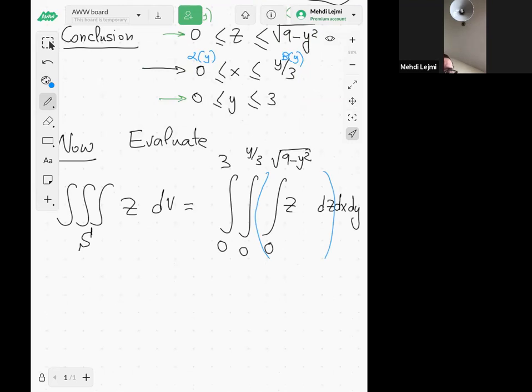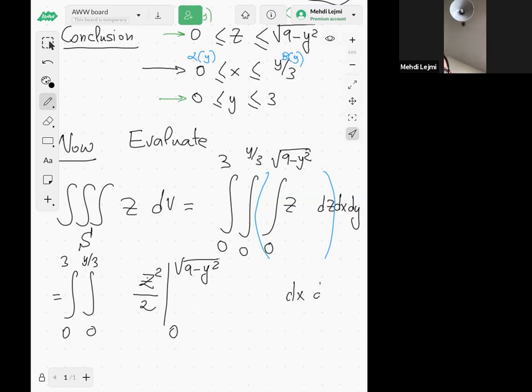So that will be z squared over 2. I'm going to keep the integral with respect to x and y, so x from 0 to y over 3. So here is going to be z squared over 2, evaluated between 0 and the square root of 9 minus y squared. Here we have a kind of good news because we have z squared, so with the square root of 9 minus y squared, that would cancel out. So here's dx and here's dy.